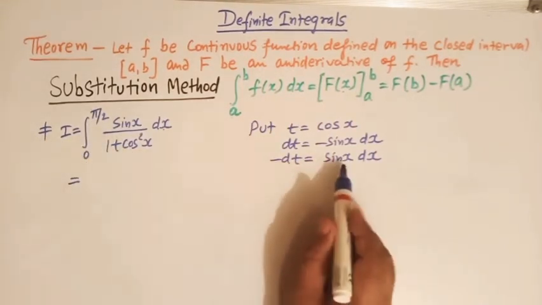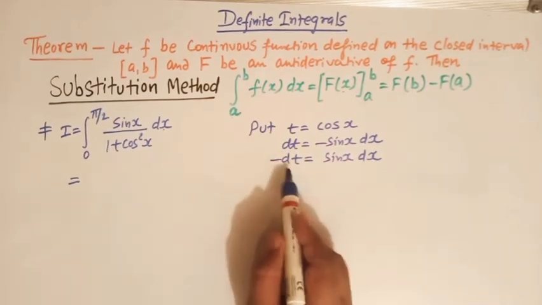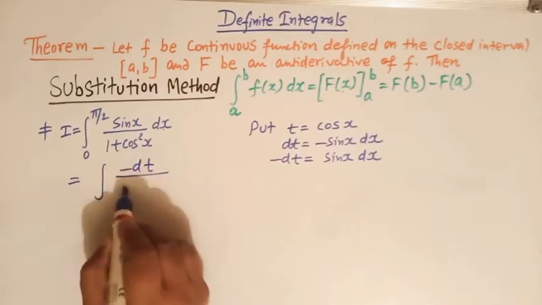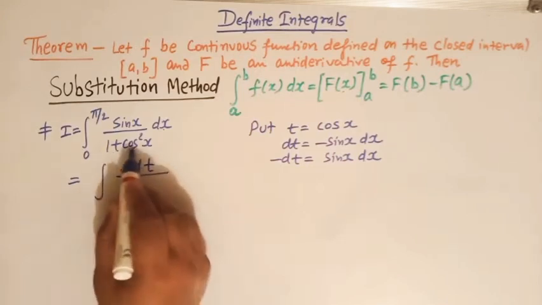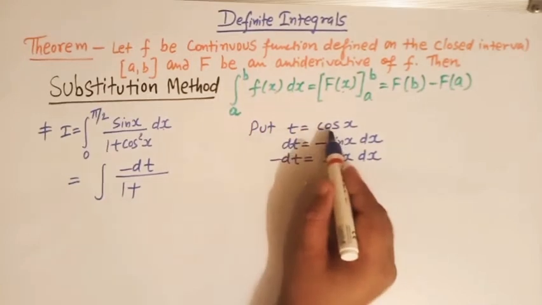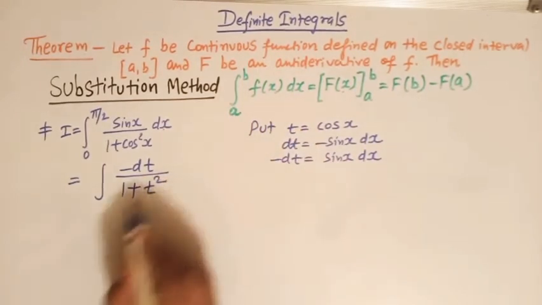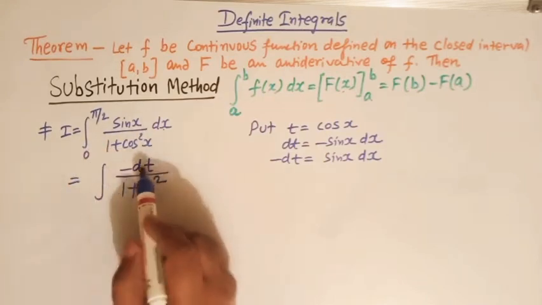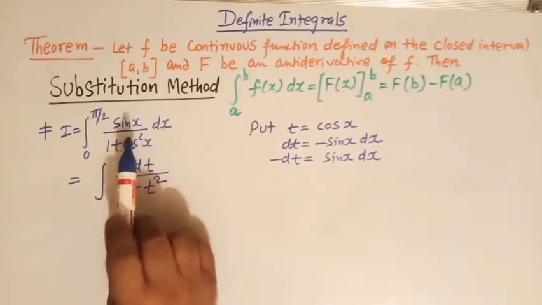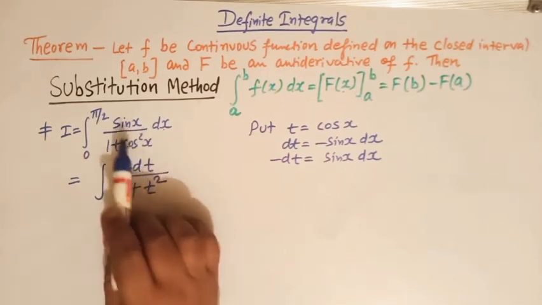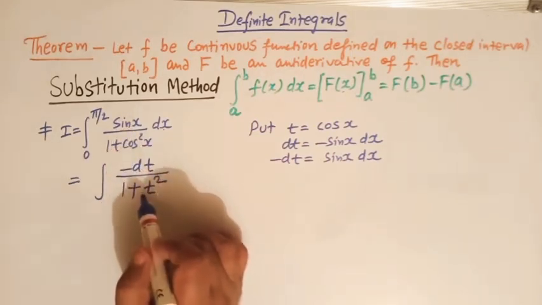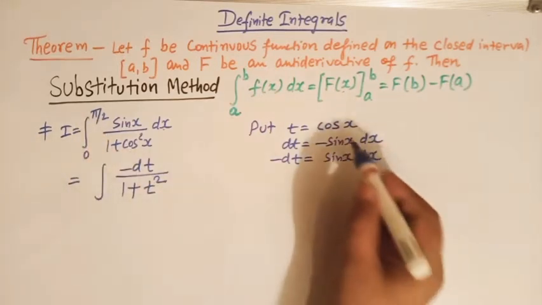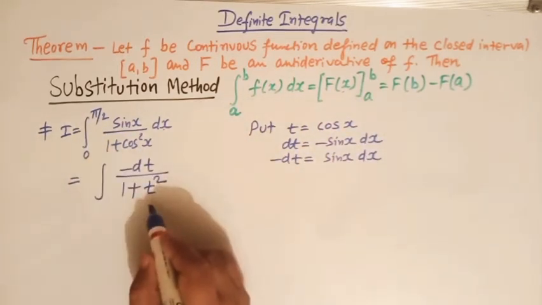Okay, so we have sin x dx equal to minus dt. Here we have minus dt, and in the denominator we have 1 plus cos square x, and for cos x we'll have t square. Once we have changed this integral from variable x to variable t, we cannot keep these limits, so we'll change the limits accordingly.